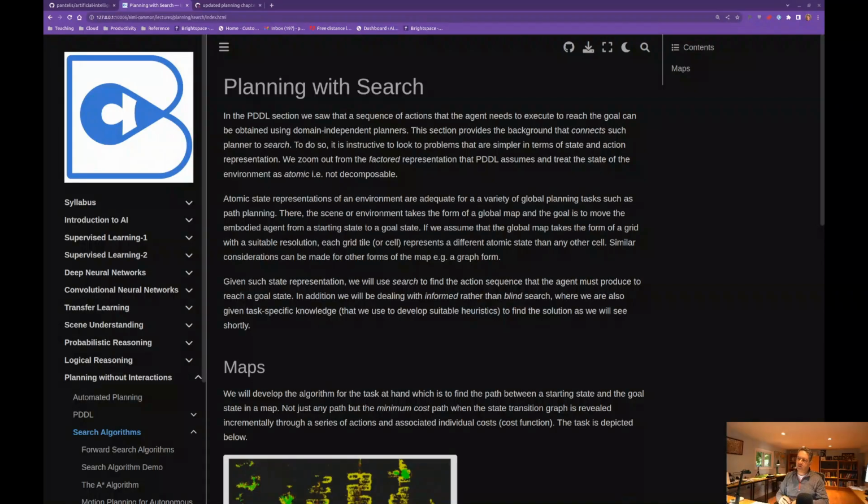In the PDDL section, in the corresponding video, we have seen how we can express, with this specific representation language, a domain and a problem. And we have mentioned that there are some underlying algorithms that take these specifications and, in a domain-independent way, solve the problem for us. They find, if you like, the optimal or some suboptimal plan that we're seeking to get.